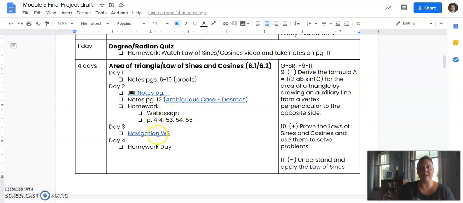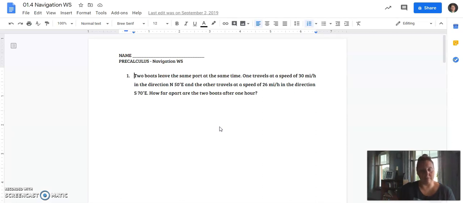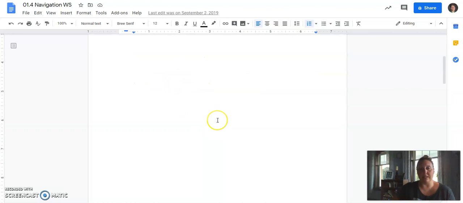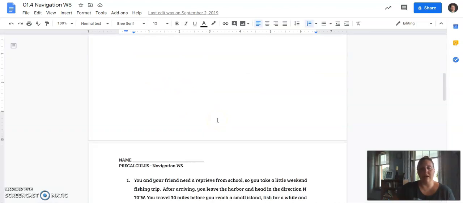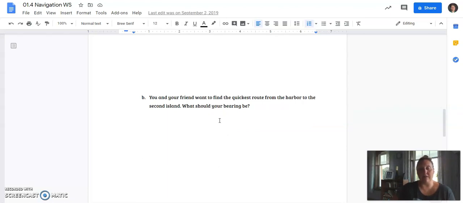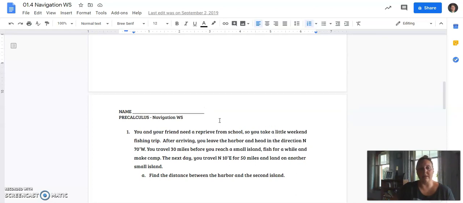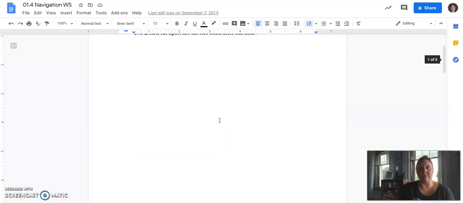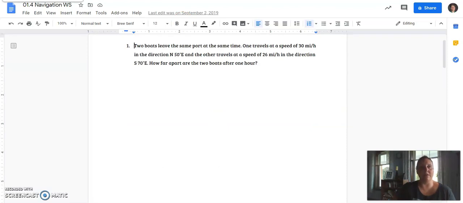And then this navigation worksheet is more application of law of sines and cosines, where whether they're on a boat or on a plane, they are given a direction and a distance, and they have to kind of figure out how far they are from their location that they are trying to get to, what have you. So we have one example where we go through that together in class, and then they have two examples where they're working together in teams to kind of come up with that answer.